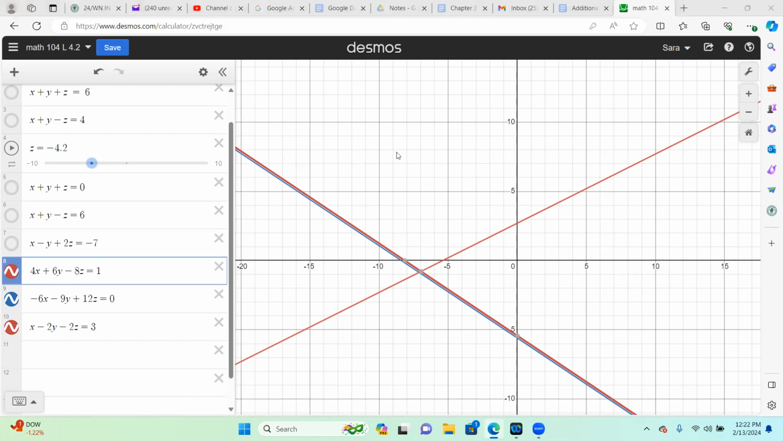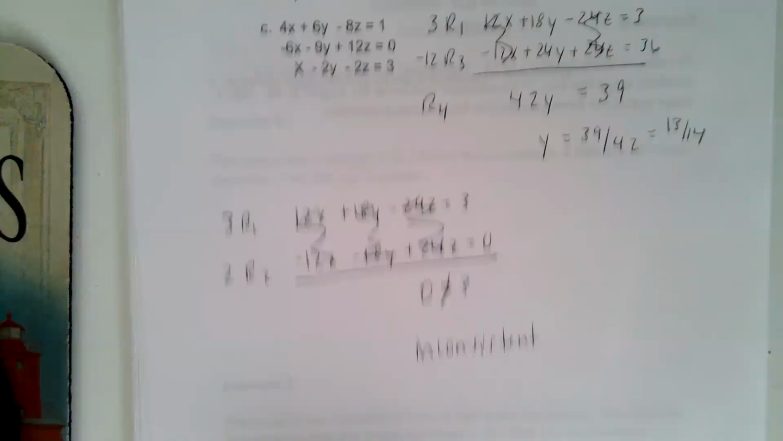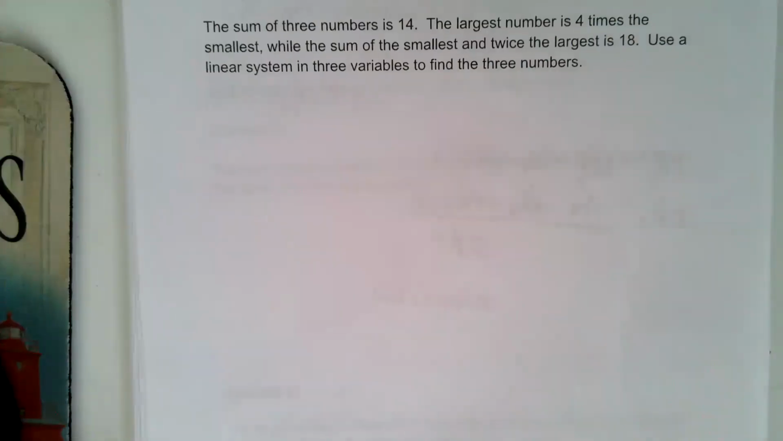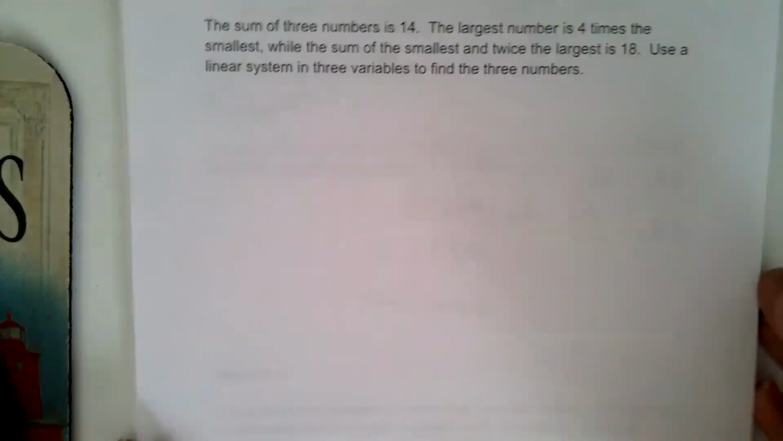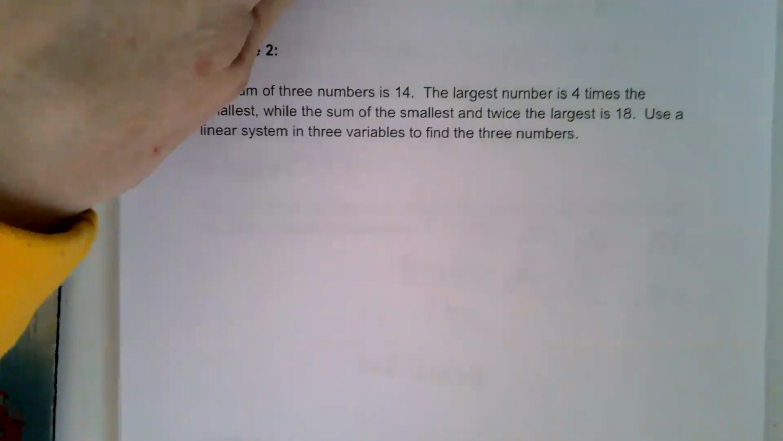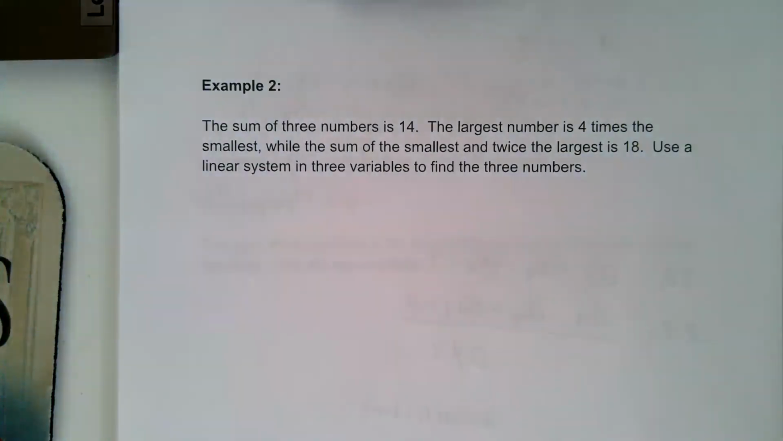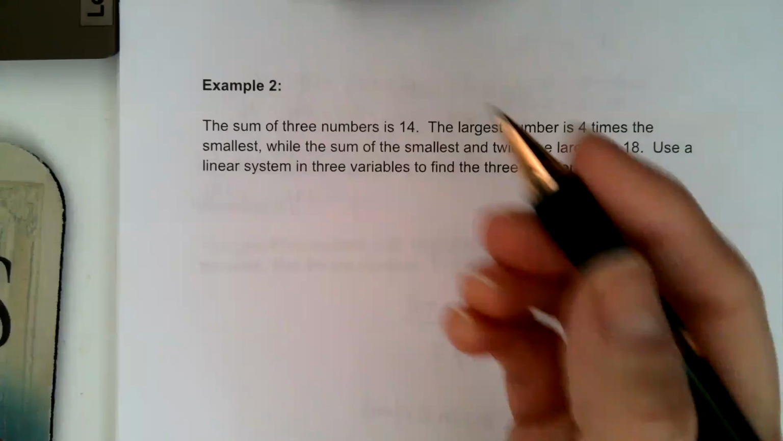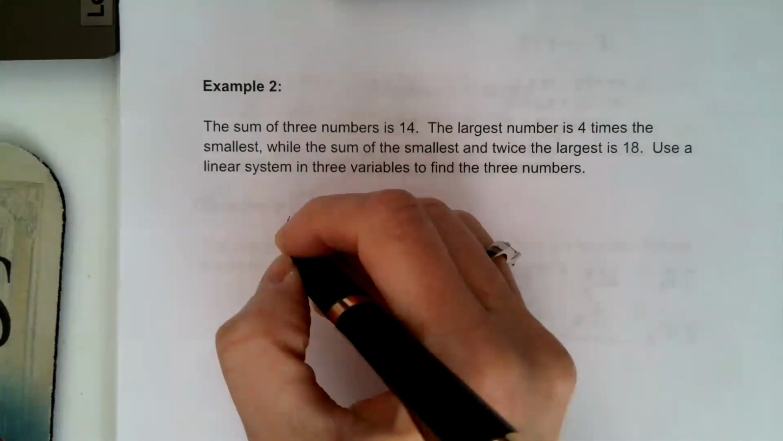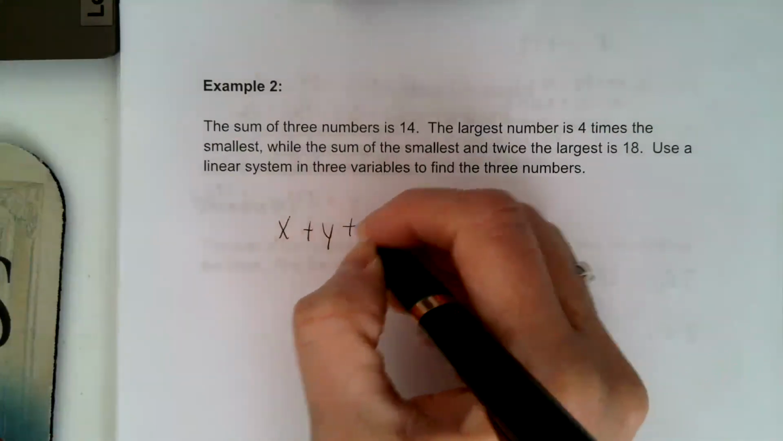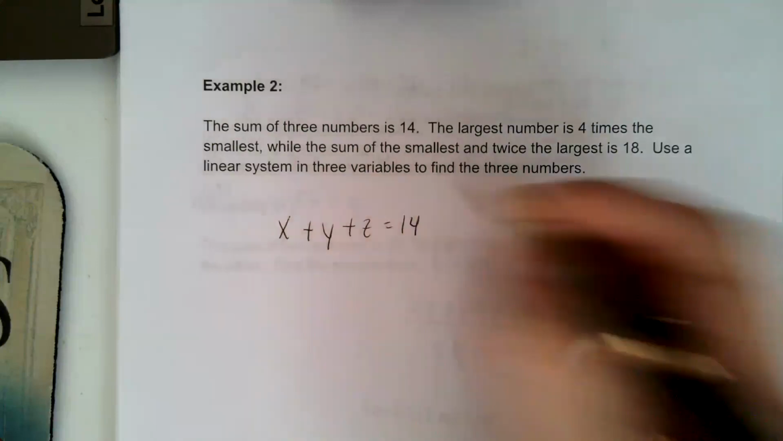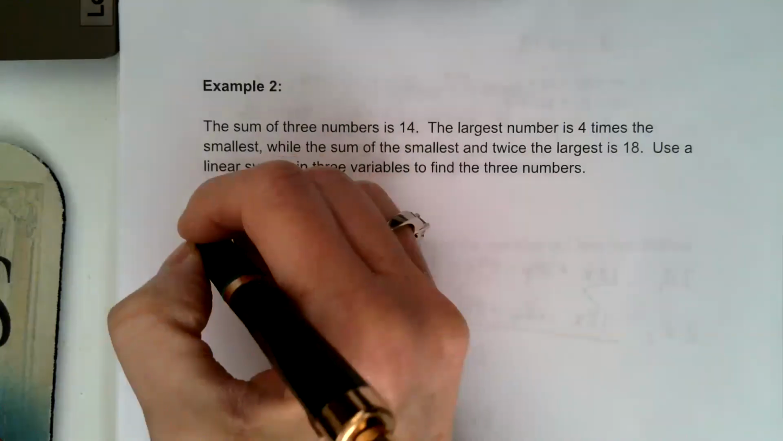We have one last problem here. If you look at your paper, flip it over. It's example 2. It's a word problem, so that's always fun. It says the sum of 3 numbers is 14. I'm just going to call them x plus y plus z is 14. There's my row 1.